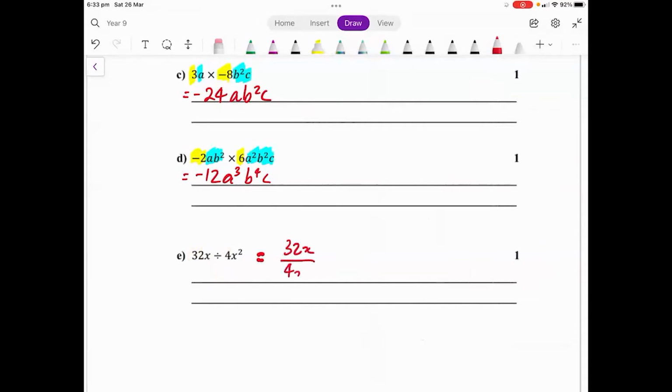Question e, it's a division, so we write it as a fraction to begin with. That's 32x over 4x squared. 32 over 4 is 8. x over x squared, there's an extra x on the denominator, so you leave the extra x on the denominator. Final answer, 8 over x.